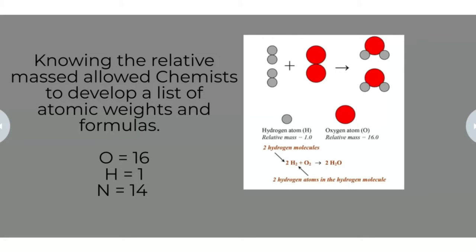basically understanding a little bit about the atomic theory and how that is related to mass. I did go through this a little, but it's very important for understanding the development of the periodic table. Now this is dealing with chemical property. So essentially here's the statement: knowing the relative masses, look at this, this should be masses, allowed chemists to develop a list of atomic weights and formulas.